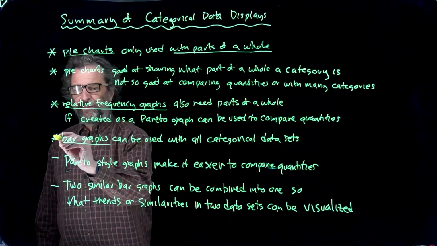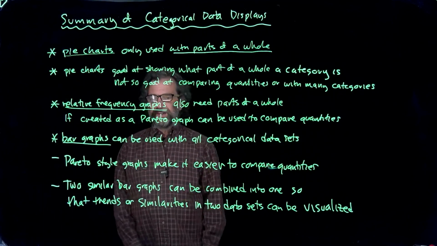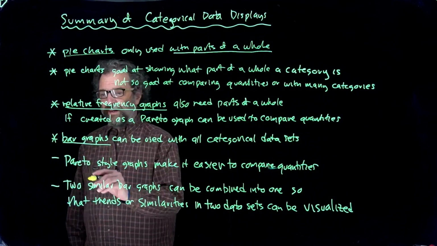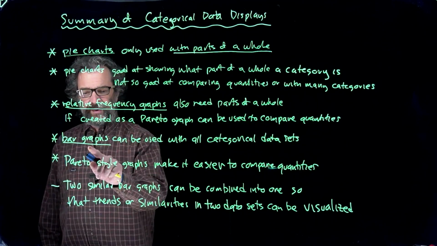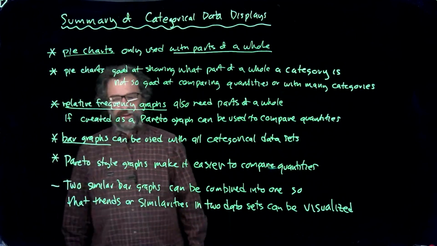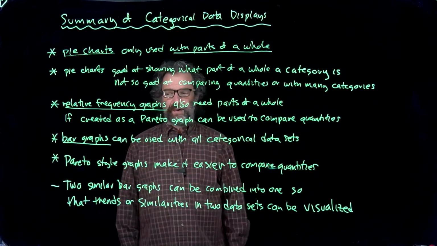So just generic bar graphs can be used with all categorical data sets. We can arrange the bars in increasing order and make a Pareto graph out of it. So you can always take a bar graph, change it into a Pareto graph. Pareto style graphs make it easier to compare quantities.